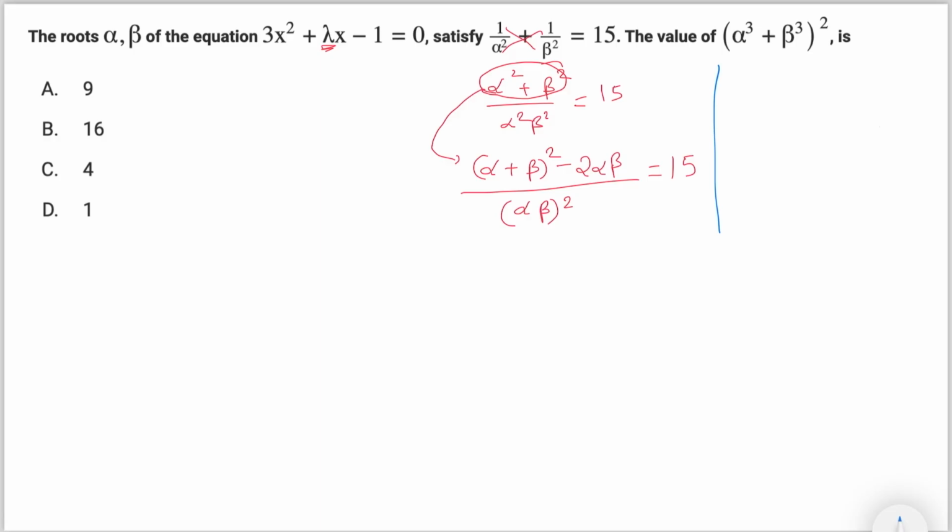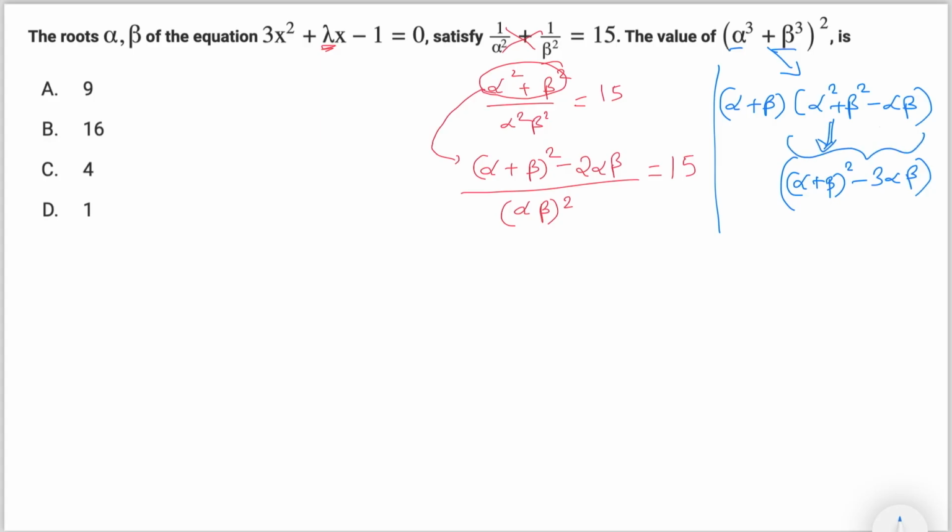And similarly, we focus on what is required in the question. Alpha cube plus beta cube, the whole square. Alpha cube plus beta cube is like a cube plus b cube. The expansion is (a plus b) into (a square plus b square minus ab). Once again, a square plus b square can be written here as (a plus b) the whole square minus 2ab. But we have another ab term here. So both will combine and become minus 3ab. So this entire term becomes (alpha plus beta) the whole square minus 2 alpha beta minus alpha beta, which is minus 3 alpha beta. And outside we have alpha plus beta only. But they're asking you alpha cube plus beta cube the whole square.